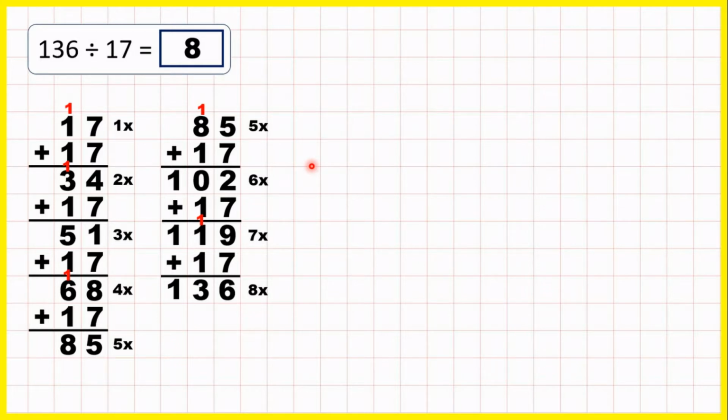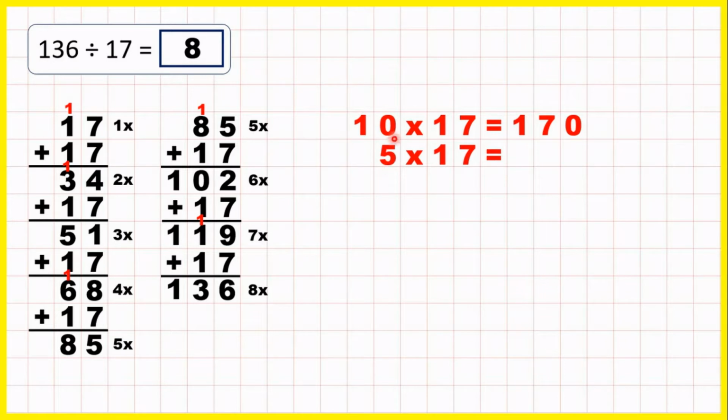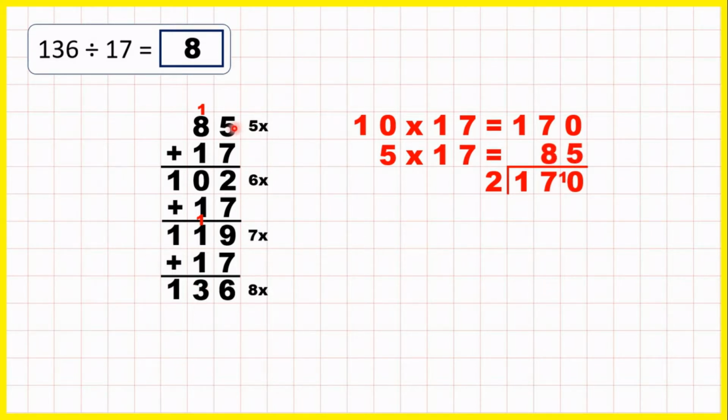Again, there are some shortcuts that we could have used here. Rather than working out 2 times, 3 times, and 4 times, we could have just done 10 times 17, so put a 0 on the end of 17 to get 170. Then we could have halved to find 5 times, so we could have done 170 divided by 2. That's 85.